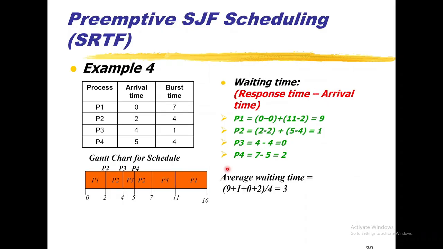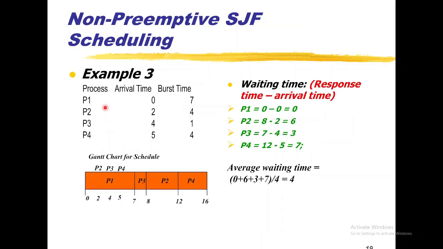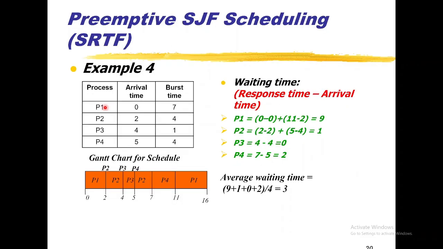Now, look at the preemptive shortest job first scheduling, also called shortest remaining time to finish, SRTF. In this one, we have processes P1 to P4 with the same arrival times of 0, 2, 4, 5 and burst times of 7, 4, 1, 4, the same thing. But here, they are able to stop the process from running.